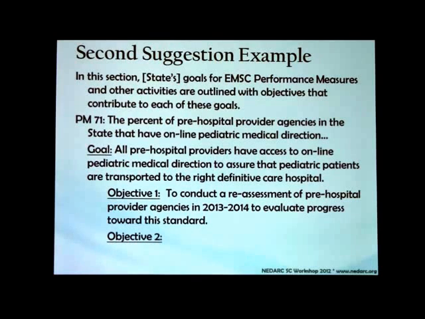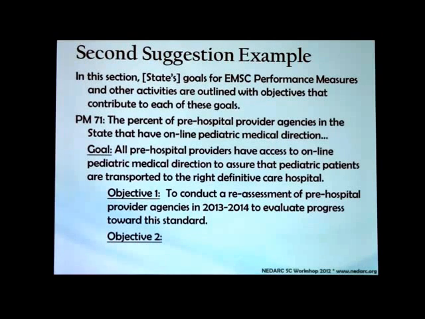An example would be to introduce your reviewer to the structure. In this section, states' goals for the EMSC performance measures and other activities are outlined with objectives that contribute to each of these goals. So performance measure 71, online pediatric medical direction. Can I have someone else read this goal for me? All pre-hospital providers have access to online pediatric medical direction to assure that pediatric patients are transported to the right definitive care hospital. Thank you.